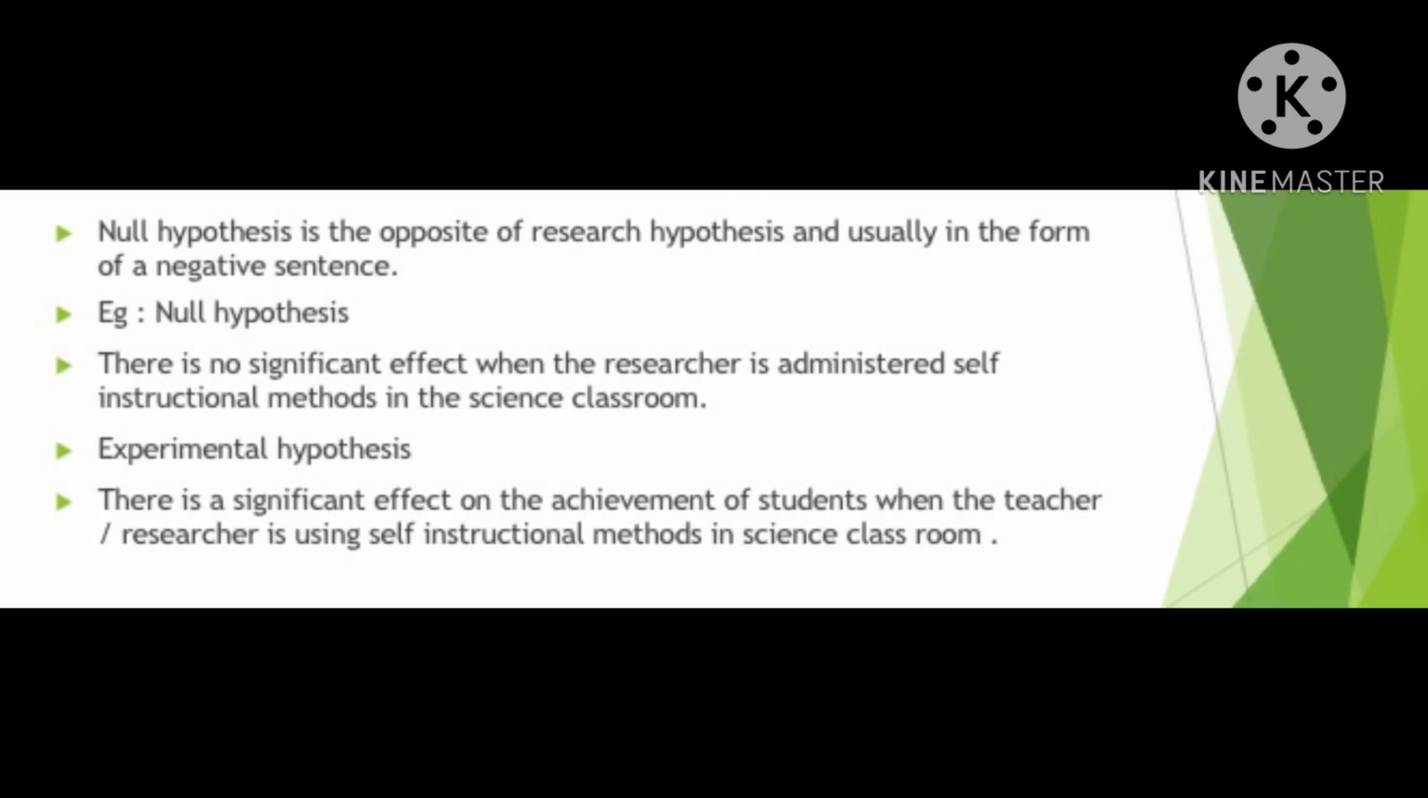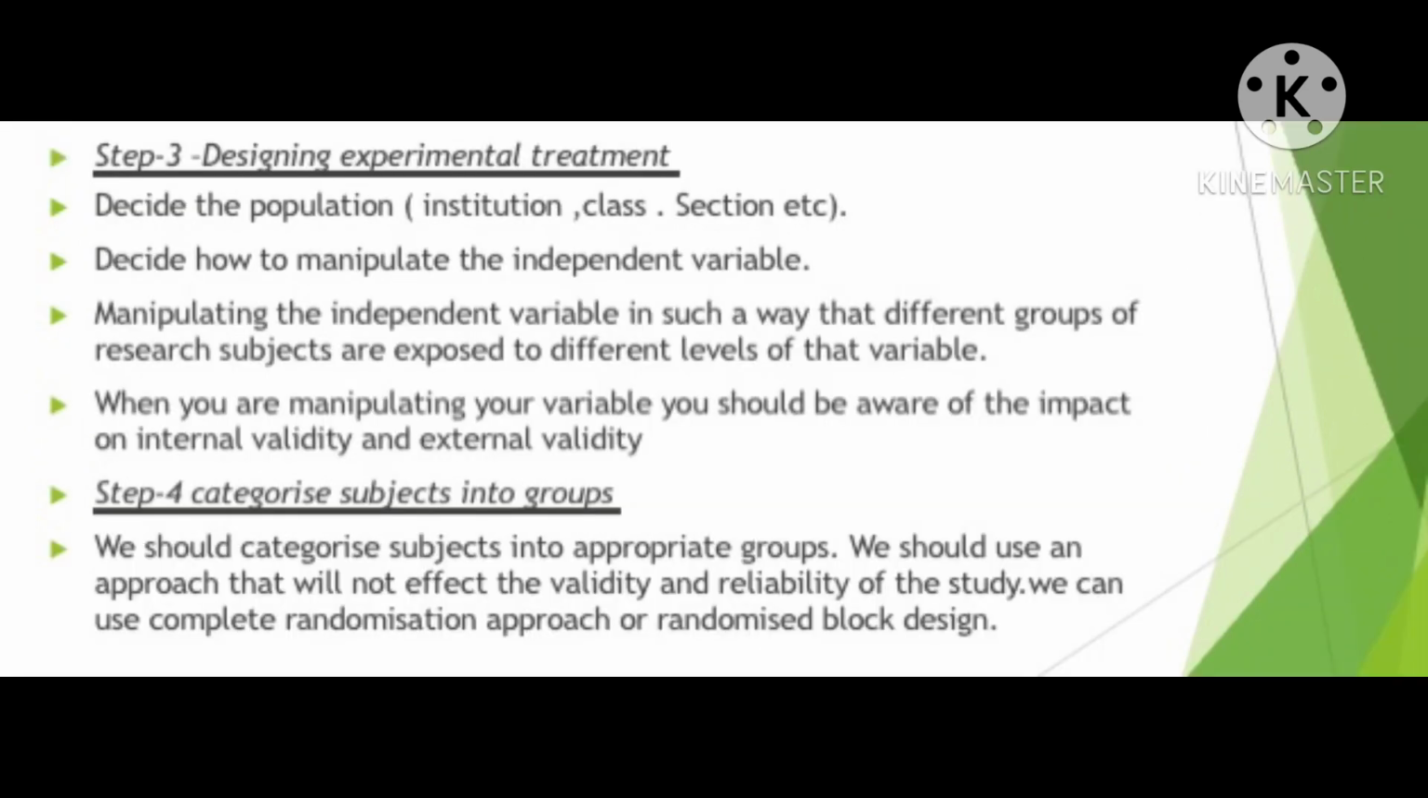There are two types of hypothesis: null hypothesis and experimental hypothesis. Null hypothesis usually we state in the form of a negative sentence. For example, there is no significant effect when the researcher is administering self-instructional method in the science classroom. But the research hypothesis says there is a significant impact on the achievement of the students when we are administering the self-instructional method.